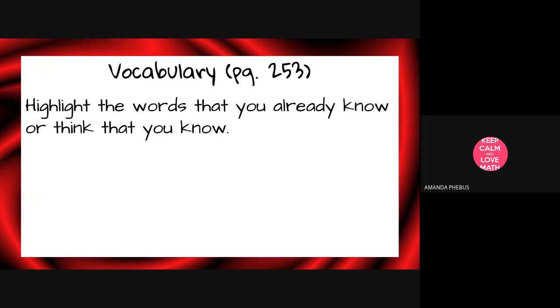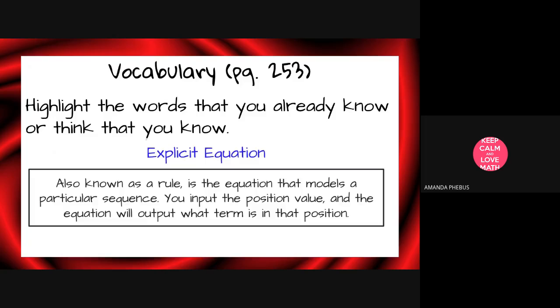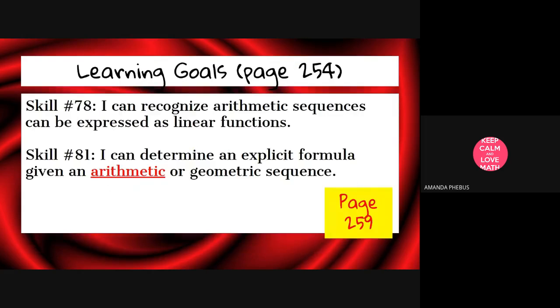All right, one of the words that you need to know when we go through this lesson is explicit equation. It's an equation, it's a rule, it's a formula, all of those things kind of go together, but it is something that models a particular sequence. You input the position value in for the variable, and the equation will output what term is in that position in the sequence. So today we're going to recognize that arithmetic sequences can be expressed as linear functions, and we're going to write explicit formulas or rules for arithmetic sequences.